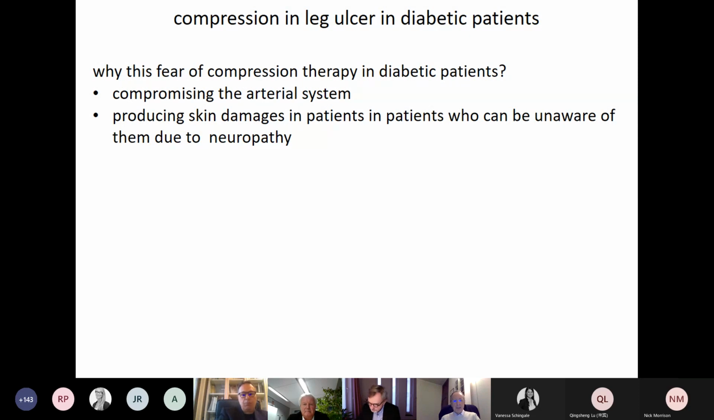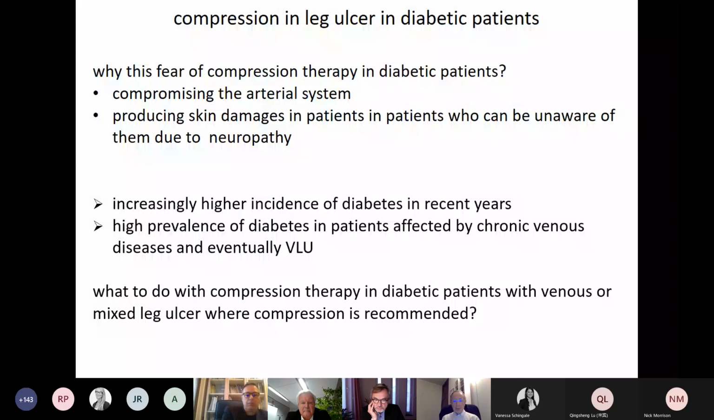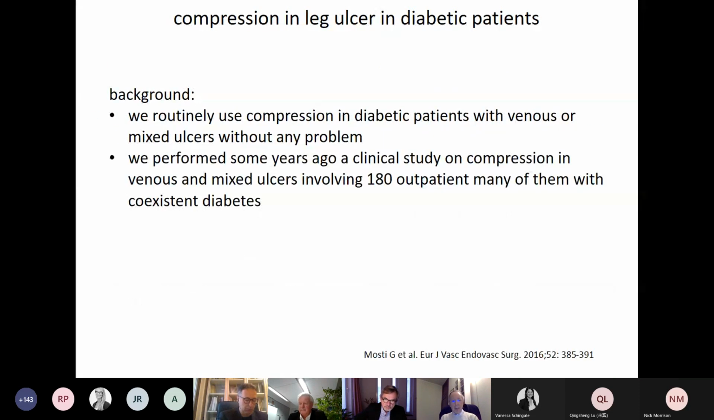So the fear of compression therapy in diabetic patients is very clear. We are afraid to compromise the arterial system, and we are also afraid to produce skin damages in patients who cannot be aware of this damage, of this pain symptom, because of the neuropathy. But today we have an increasingly high incidence of diabetes and we have a high prevalence of diabetes in patients with chronic venous disease and eventually venous leg ulcers. And so what to do in these patients with venous or mixed leg ulcer and diabetes, because in venous or mixed leg ulcer, compression would be recommended. My background, I always used compression in diabetic patients without major problems, I would say.